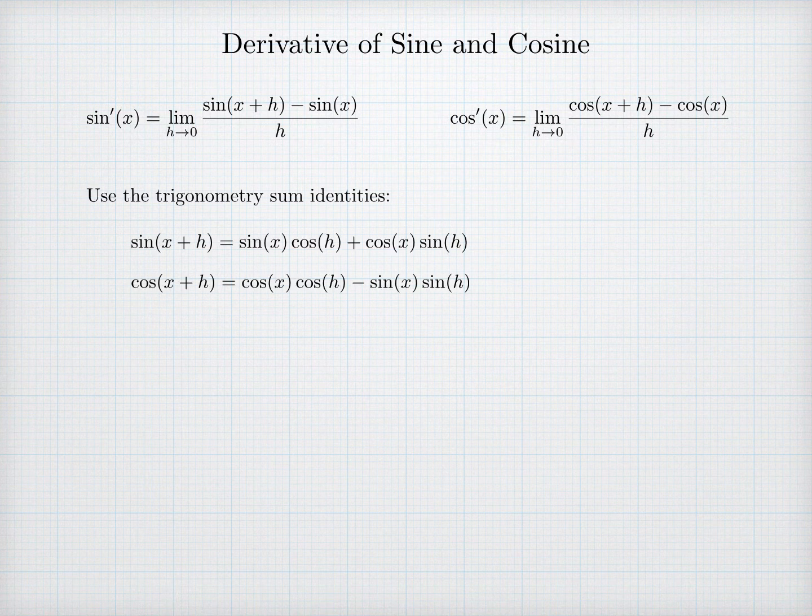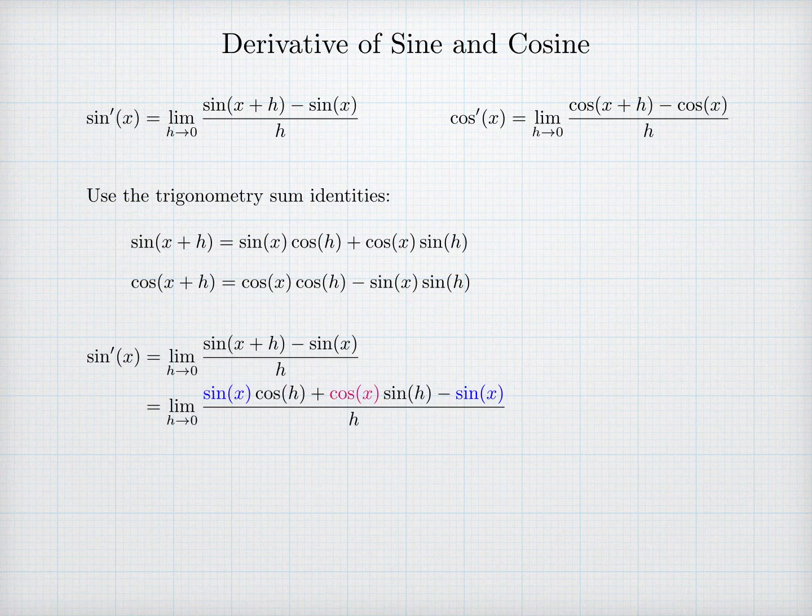In order to expand these formulas, we need to use the trigonometric sum identities. So we have a formula for sine with a sum as an input, and a formula for the cosine where there's a sum in the input. Notice that the sum rule for the sine has sine times cosine and cosine times sine, whereas the cosine of x plus h has cosine times cosine minus a sine times a sine. And that subtraction will play an important part in the definition of the derivative for the cosine.